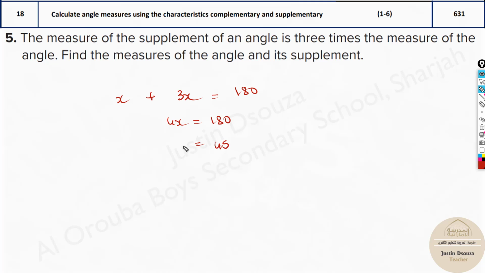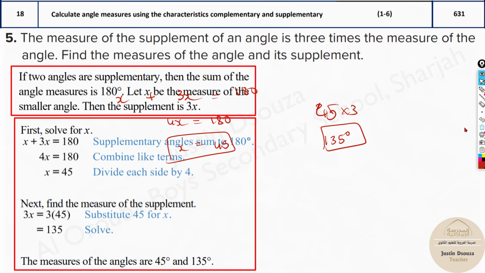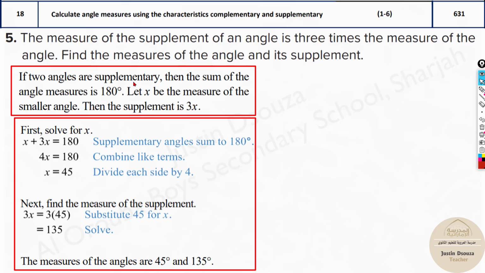45, 45, 45, 4 times is 180, and x. So x is 45. What about this? Multiply 45 times 3, you will have 135 degrees. So 135 degrees and 45 degrees are the measures. So this is it. They have clearly mentioned over here, let x be the measure of the small angle and 3x is its supplement. Add them up, you must get the answer.